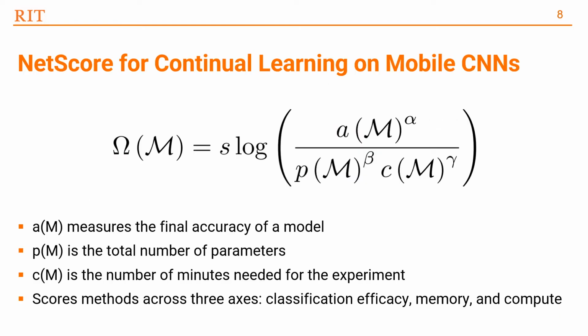To evaluate the performance of each method, we report final accuracy as well as a variant of the net score metric. The net score of a method is useful since it scores methods across 3 different axes, namely classification efficacy, the amount of memory used, and the amount of compute needed. Specifically, A of M measures the final accuracy of the model, P of M is the total number of parameters required to store the model and backbone, C of M is the number of minutes required to run the experiment, and alpha, beta, and gamma are hyperparameters that tune the influence of each metric on the overall net score.